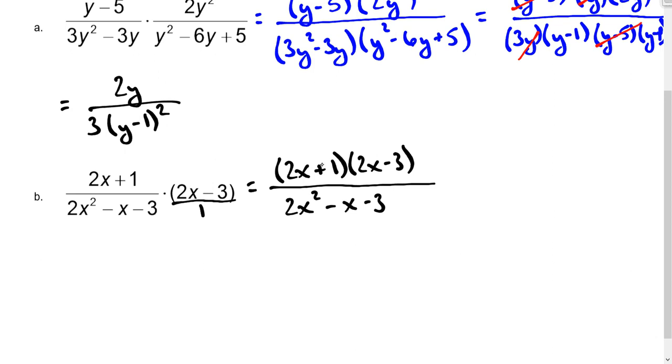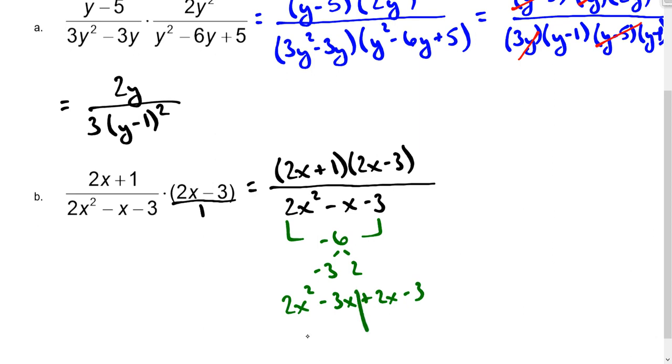So I'm going to look up at the numerator and guess that one of these two is probably one of the factors in the denominator. Otherwise, it wouldn't simplify. But let's see if we can remember how to factor a quadratic trinomial with a leading coefficient greater than 1. For this one, I'm going to split the middle. 2 times negative 3 is negative 6. Factors of negative 6 that add up to negative 1 would be negative 3 and positive 2. So I could say this is 2x squared minus 3x plus 2x minus 3.